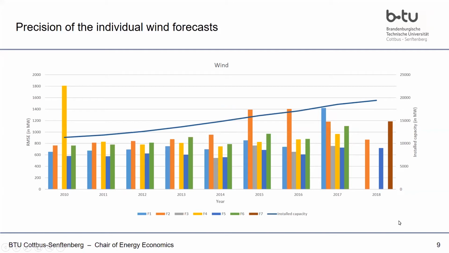The next slide shows the individual forecasting errors for wind. Here the worst forecast is forecast 4 in the year 2010. Here F5 is actually the best individual wind forecast, denoted with darker blue.